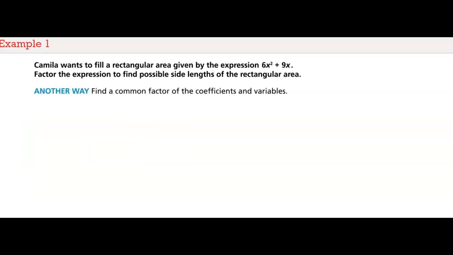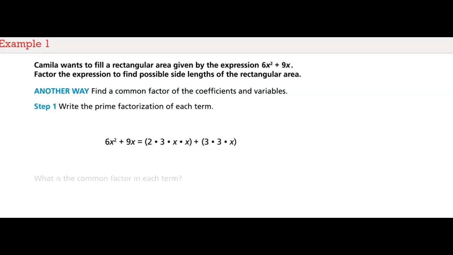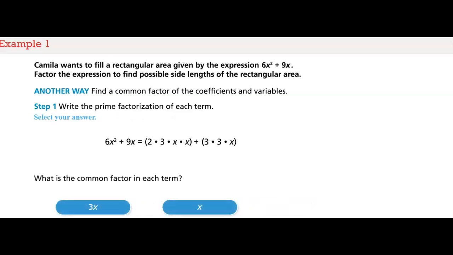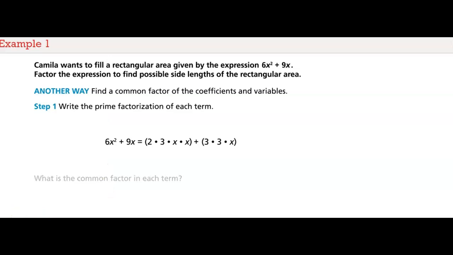Another way to factor the expression is to find a common factor of the coefficients and variables. Step 1. Write the prime factorization of each term. What is the common factor in each term? Select your answer. A common monomial factor is 3x.